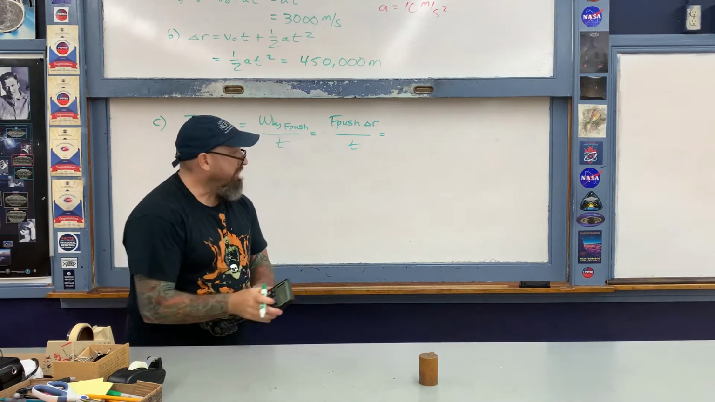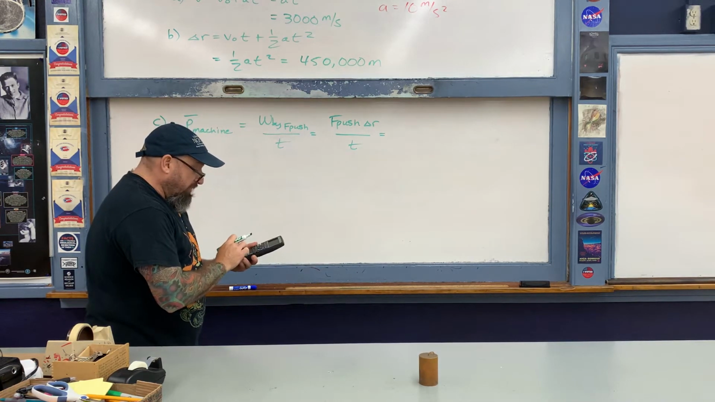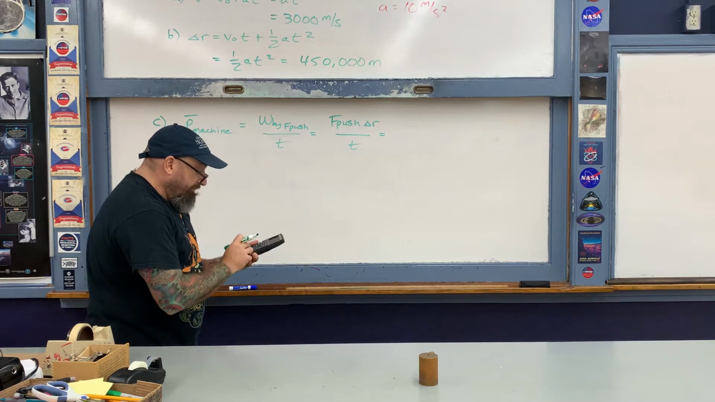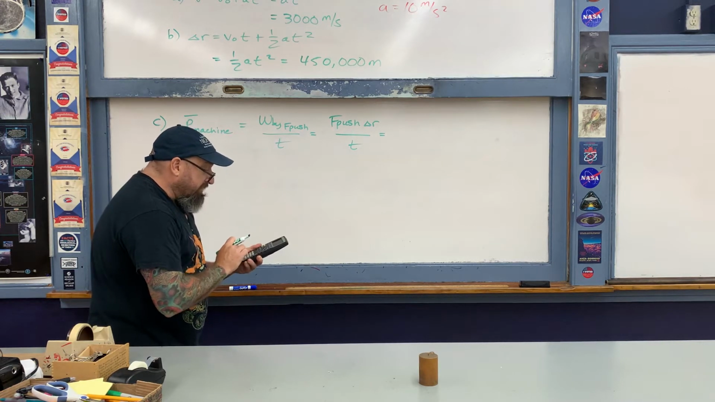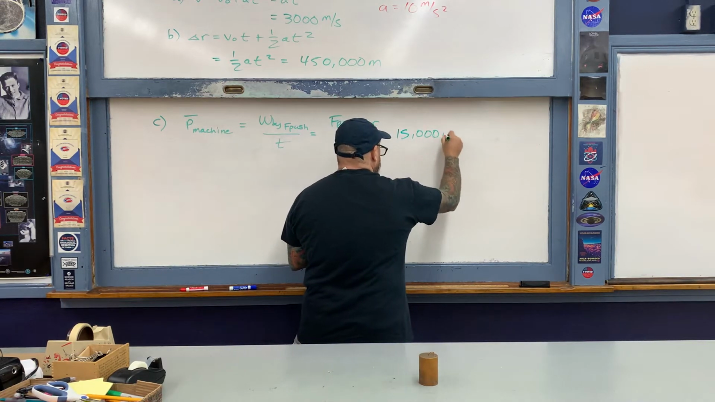Let's go ahead and calculate that. All right, so let's see. We've got F push, which is 10 times 450,000 meters. Let me make sure I punch in all the zeros there correctly. And then divide by the time of 300 seconds. This ends up being 15,000 watts.